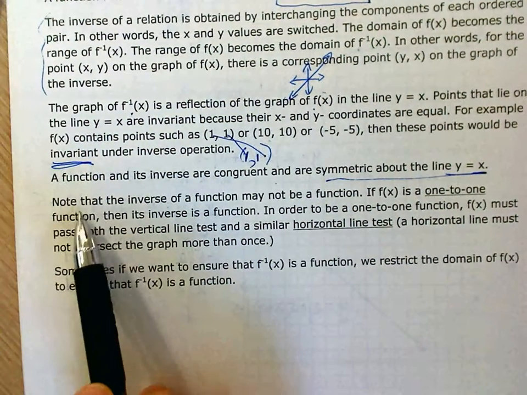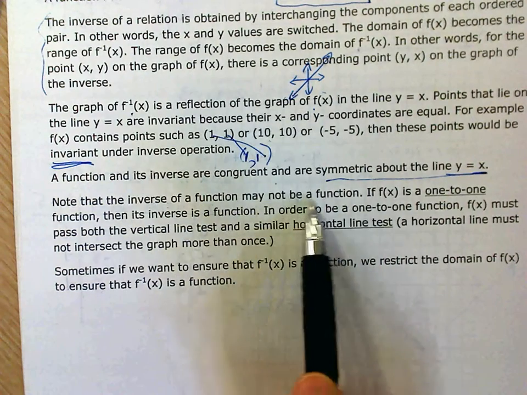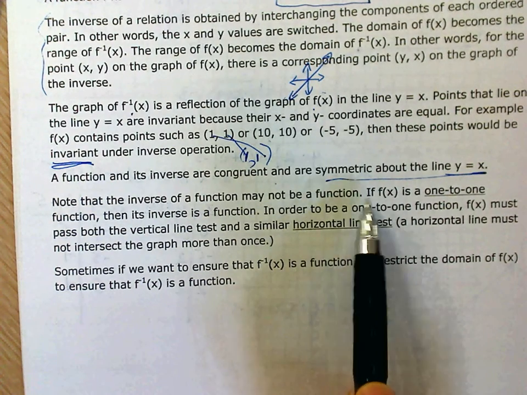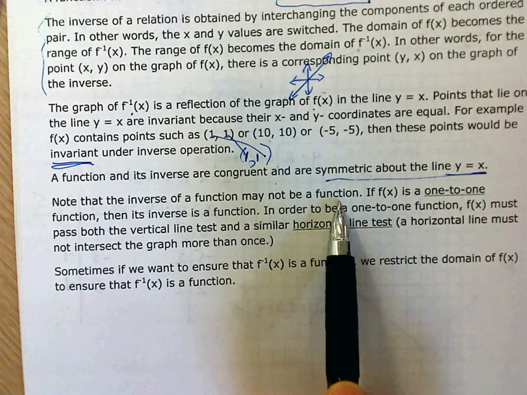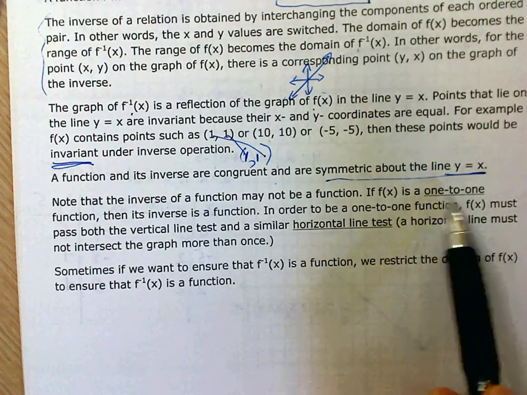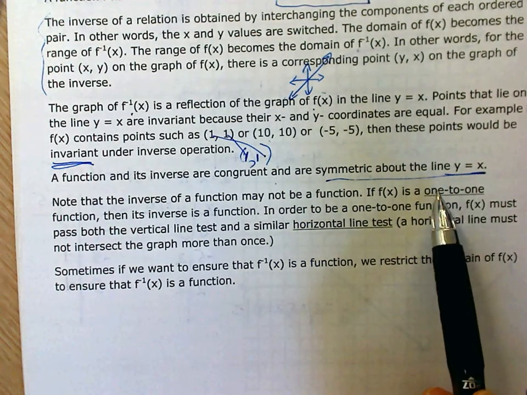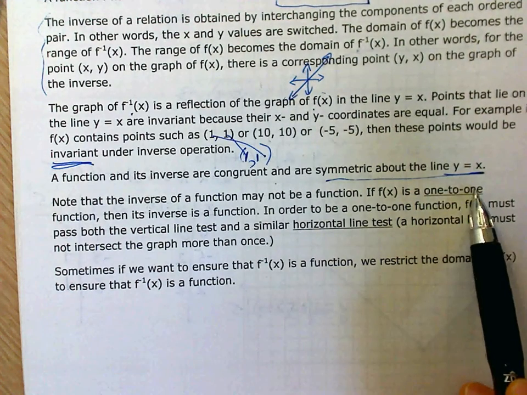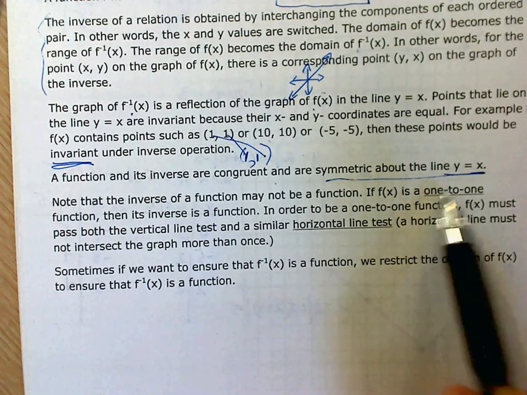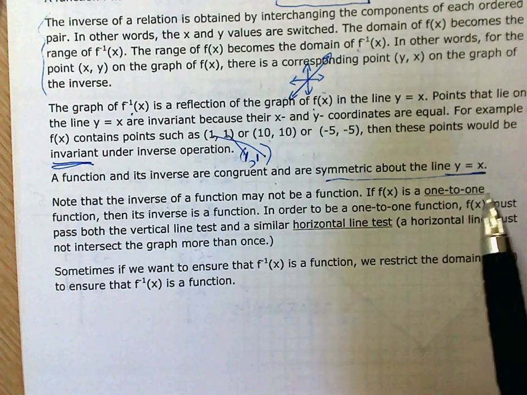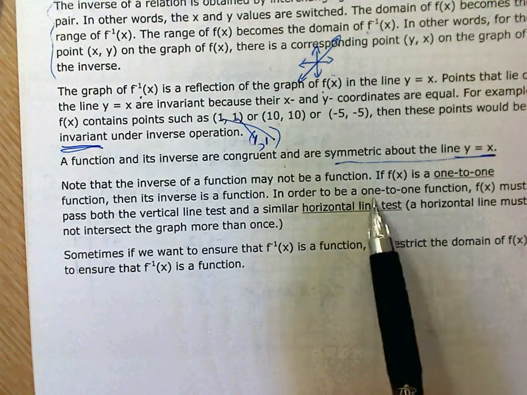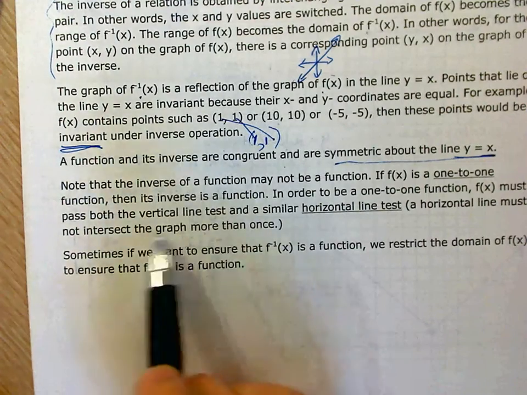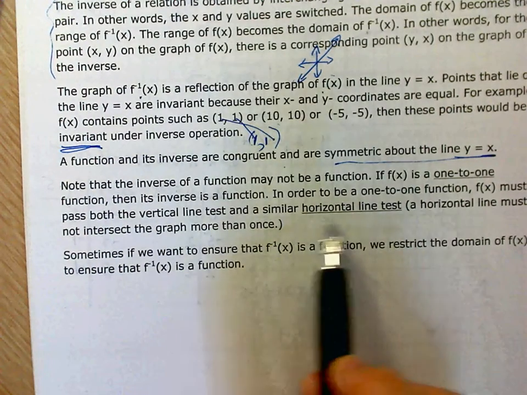Okay, note that the inverse of a function may not be a function. So its inverse may not be a function, and I'm going to show you how to handle that. If f of x is a one-to-one function, that means for every x value there's only one y value, and for every y value there's only one x value. So in other words, in order to be a one-to-one function, f of x must pass a vertical line test as well as a horizontal line test.